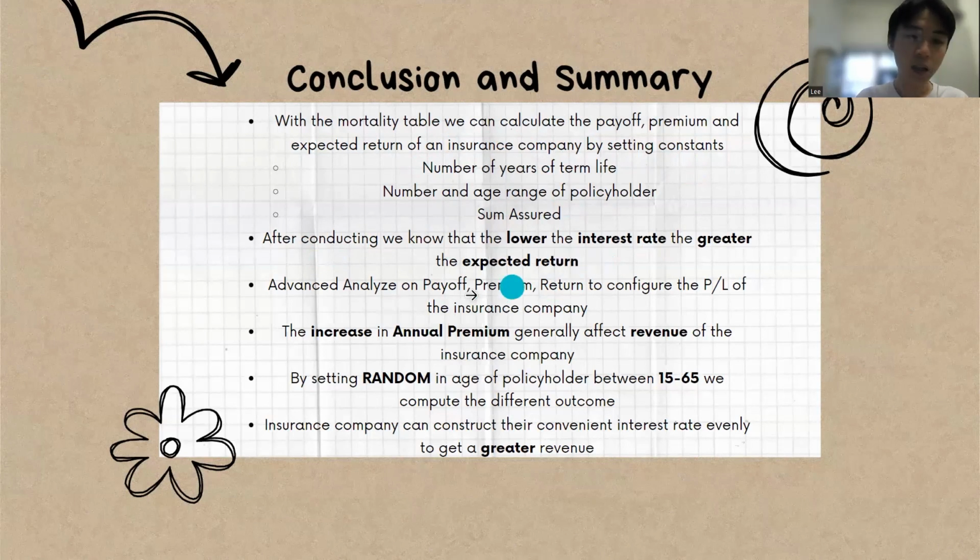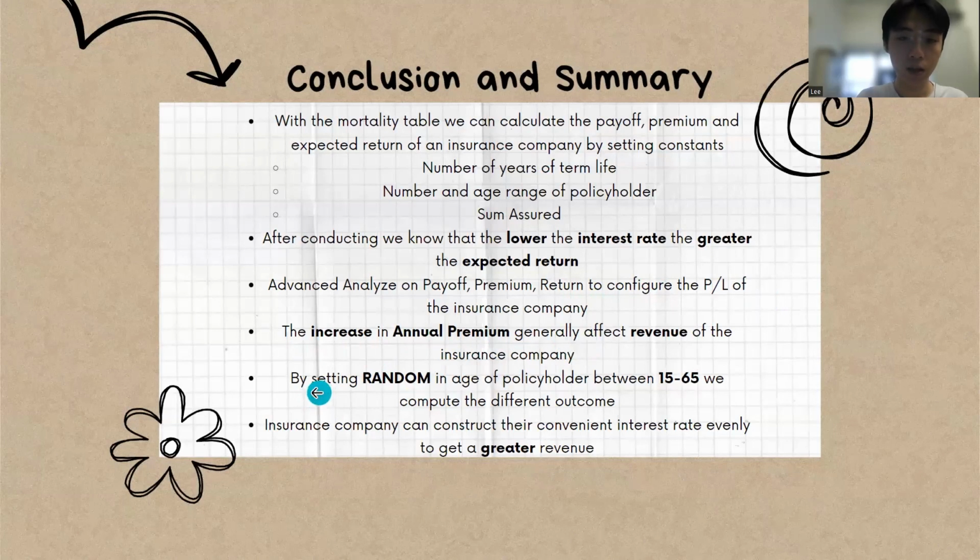The third one, advanced analysis of the payoff, premium, and expected return determines the profit and loss of the insurance company. The fourth one, an increase in annual premium generally affects the revenue of the insurance company. As I mentioned just now, mostly the revenue generated by an insurance company is from the annual premium. So the higher the annual premium, the more revenue the insurance company can generate.